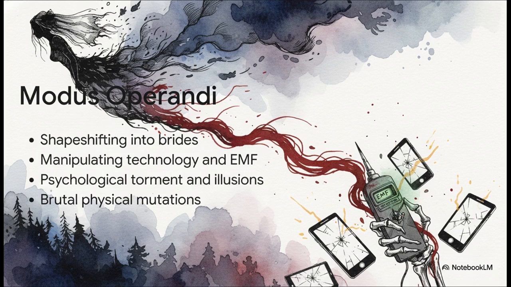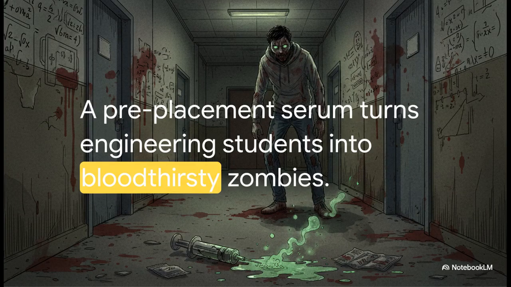sweet smell of mendi and the illusion of a flowing river that's actually blood. In the haunted college library, the ghosts manipulate technology, spiking EMF meters and killing phone batteries dead. At Circus Circus, it's intense psychological torment with endless corridor illusions. And in Room 107, brutal physical mutation. But here's the thing. Not all of this horror is supernatural.